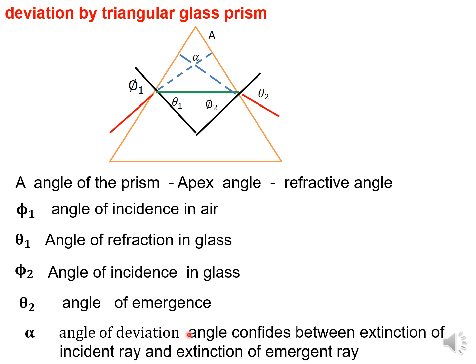The angle confined between the extension of the incident ray and the extension of the emergent ray. This alpha is the angle of deviation, subtended between the extension of the incident ray and the extension of the emergent ray.